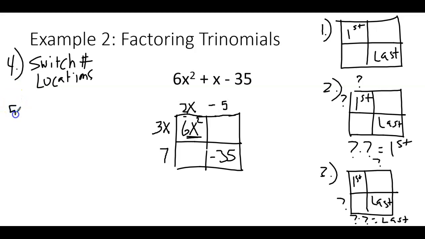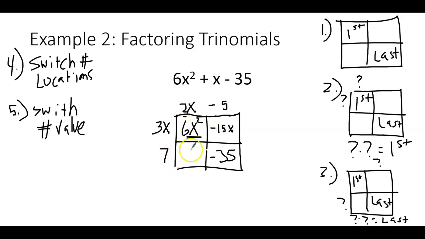Okay, so step 5 then is if your first guess doesn't work, then try switching the numbers. Change the actual values. Try a different pair of numbers and see if that works. Now let's see. We have 3x times negative 5. That's negative 15x.